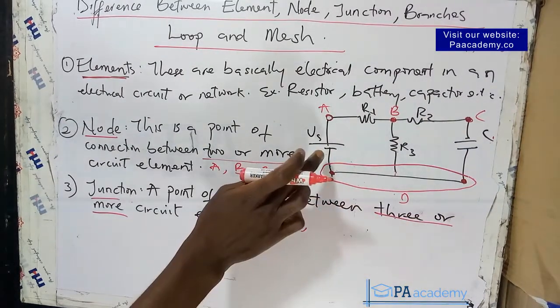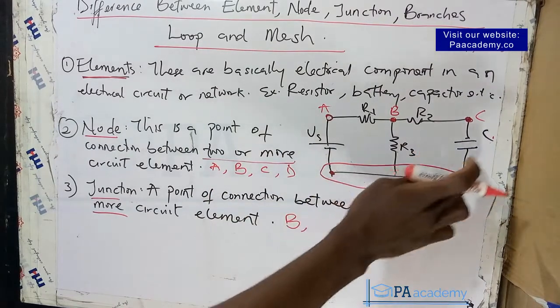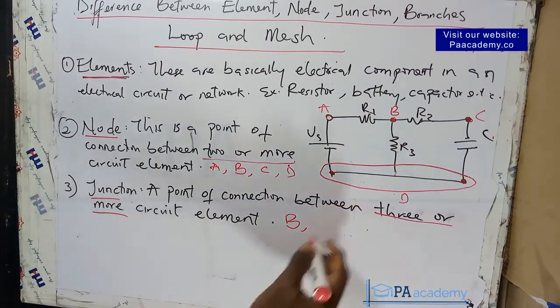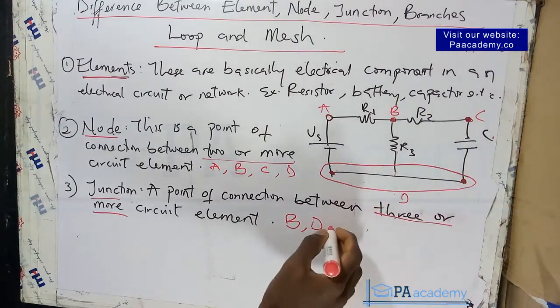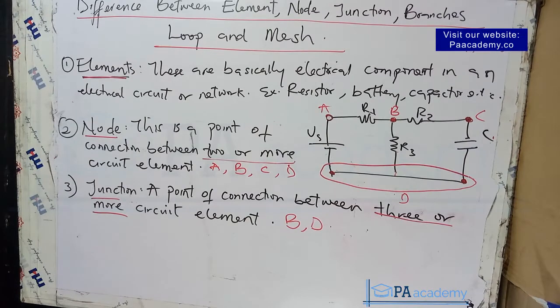Point D is connecting the voltage source, R3 and the capacitor. That makes point D, as it is like this as a whole, also a junction. So that's the difference between a junction and a node, and that explains that. So now let's look at the next one.